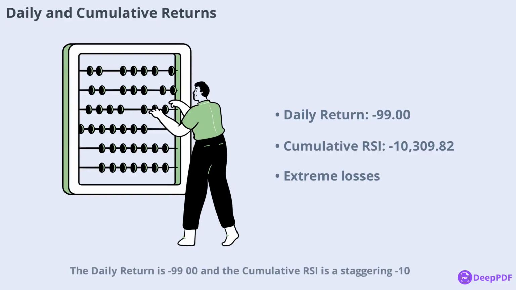The daily return is minus 99, and the cumulative RSI is a staggering minus 10,309.82. These numbers highlight the extreme losses experienced by THMO over the recent period. Such dramatic declines are rare and signal a stock in distress.